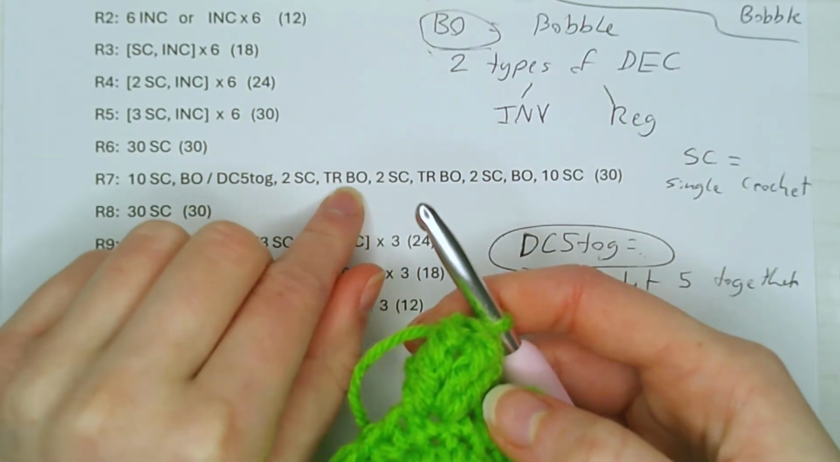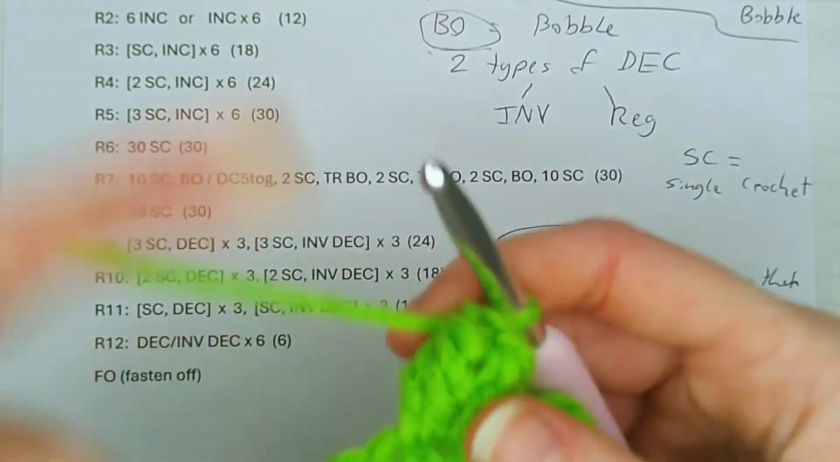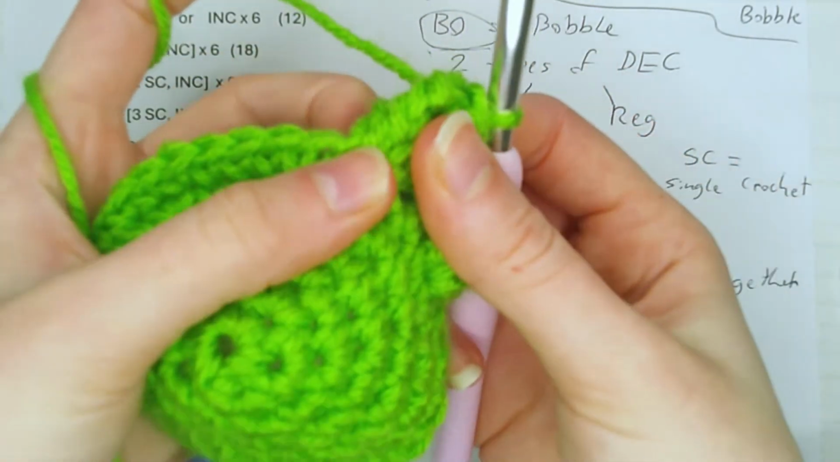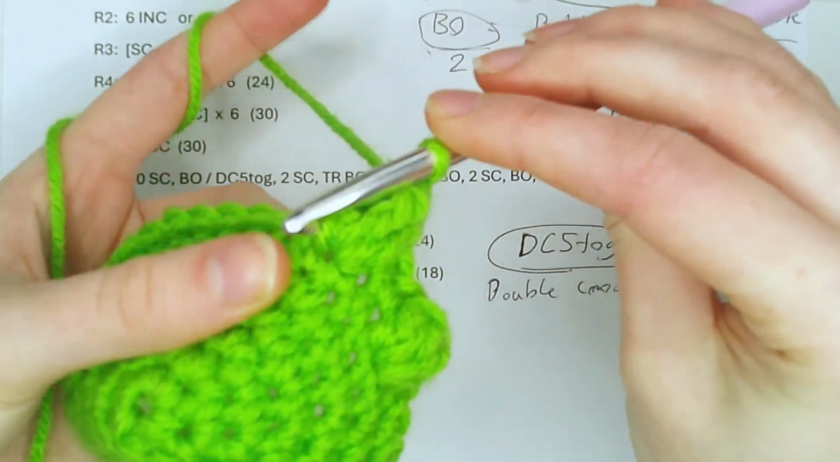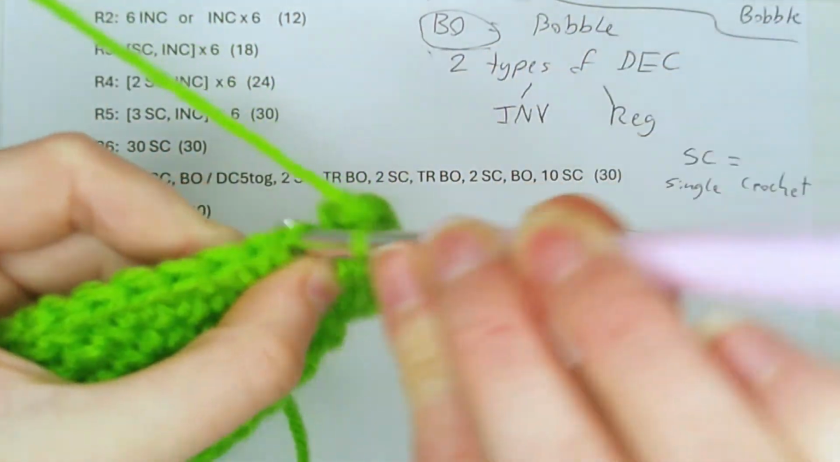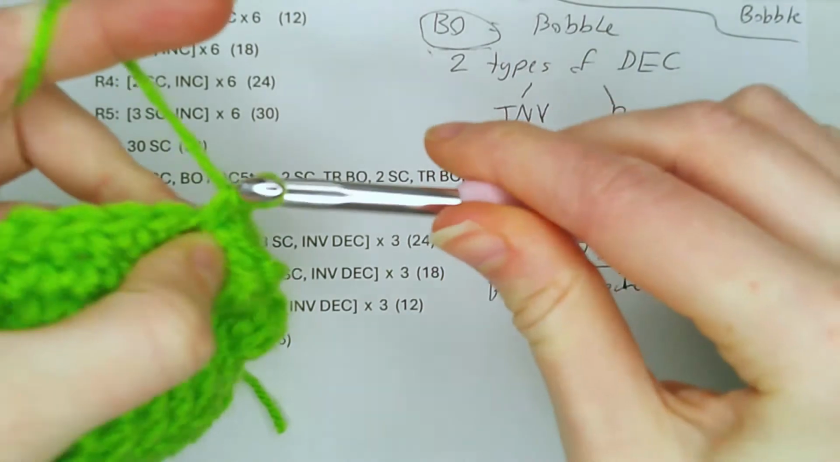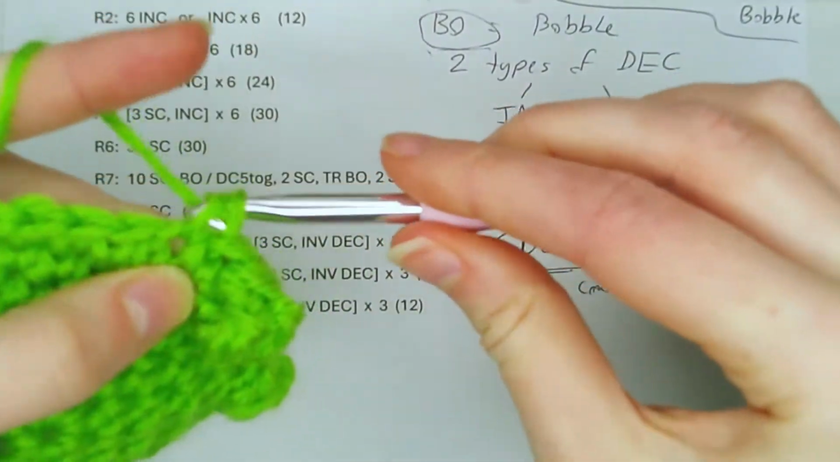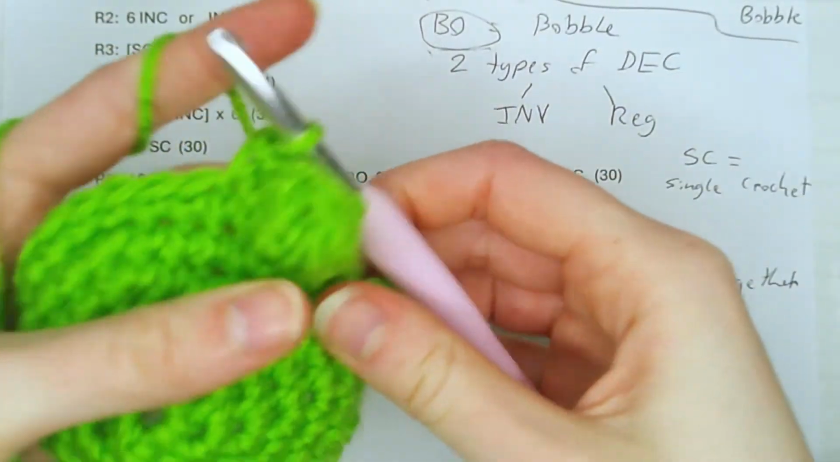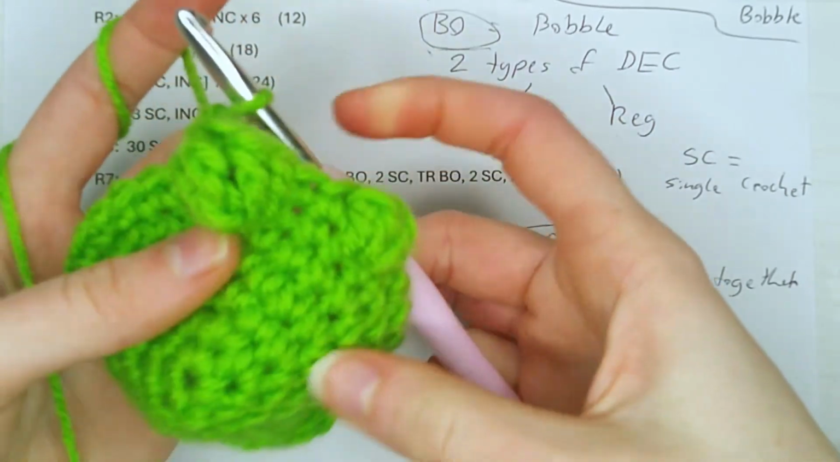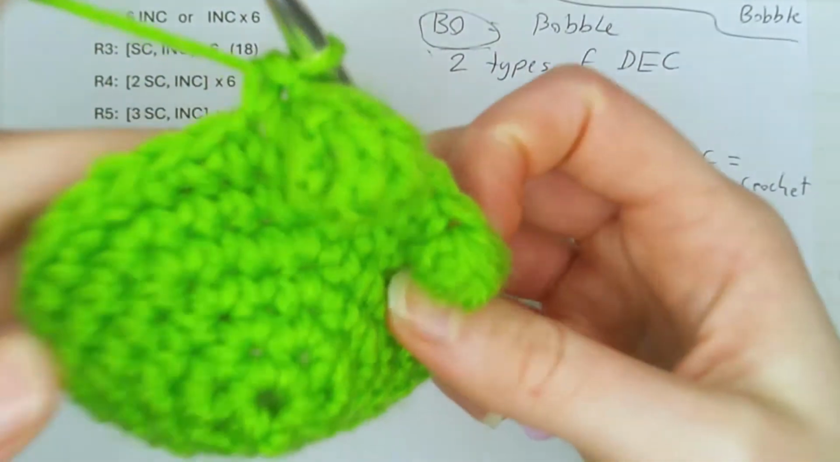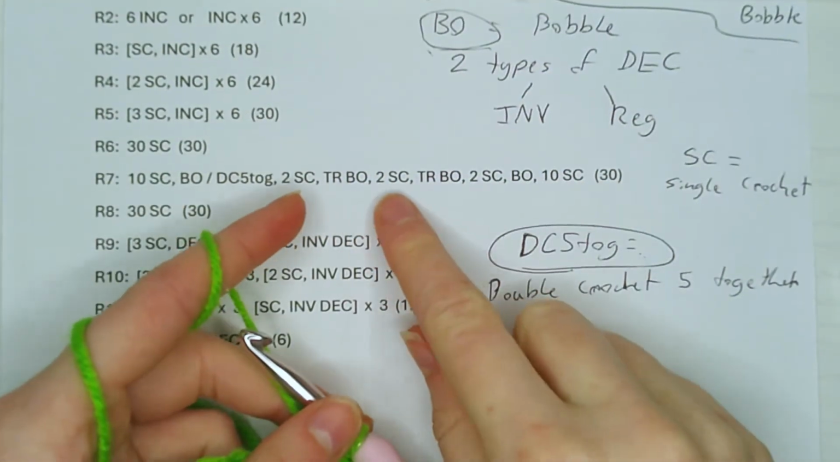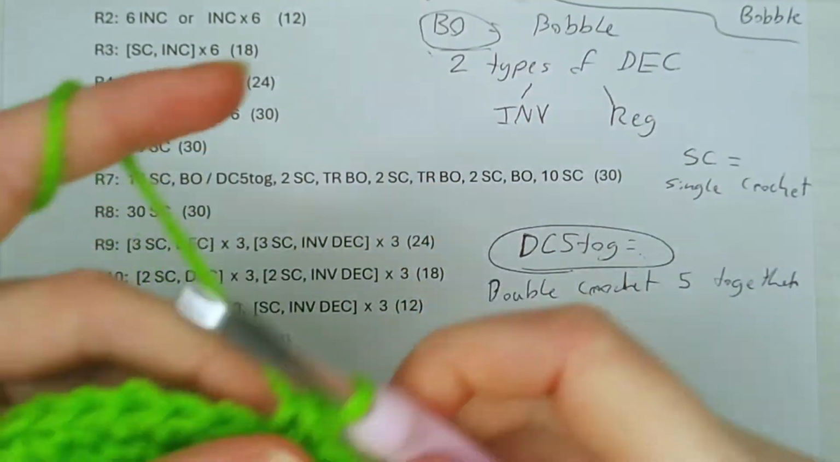It says after we did our treble bobble, it says 2 single crochets. So we're going to skip that stitch, we're not going to put the single crochet into the stitch we did the bobble. We're going to go over to the next stitch. Then we're going to single crochet 1, and then in the next stitch single crochet that other second one. So there we have our bobble. So the treble bobble is way bigger than the double crochet bobble, since the treble stitch is bigger than the double. So now it tells us to do another treble bobble.